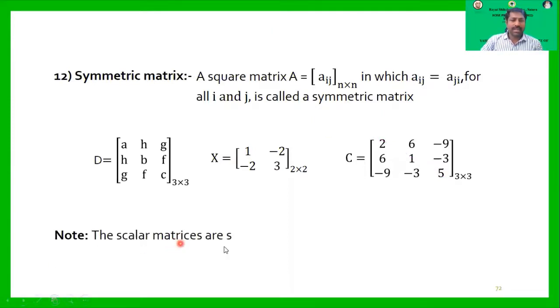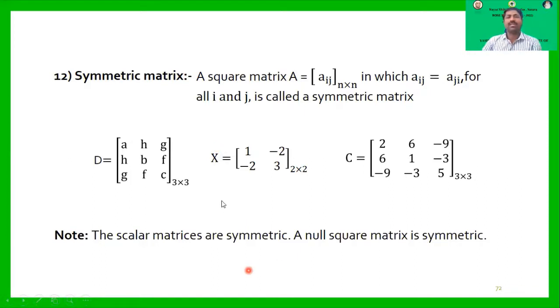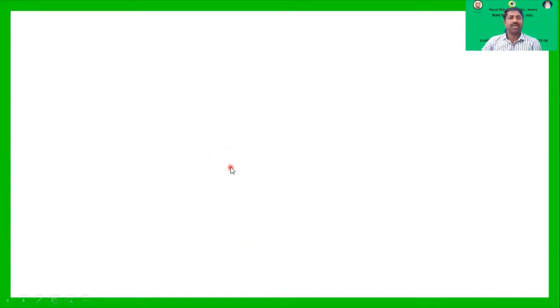Now the scalar matrices are symmetric. A null square matrix is also symmetric. As we know, in a scalar matrix all the non-diagonal elements are 0, so automatically they are symmetric, Aij is equal to Aji. And a null square matrix is also symmetric because all the elements are 0.